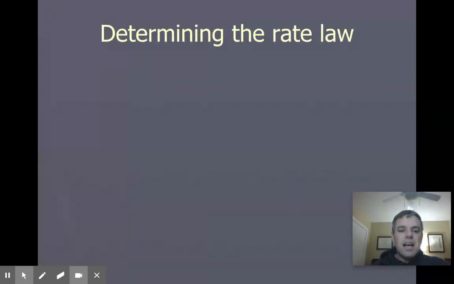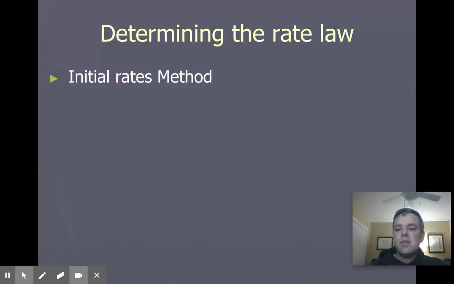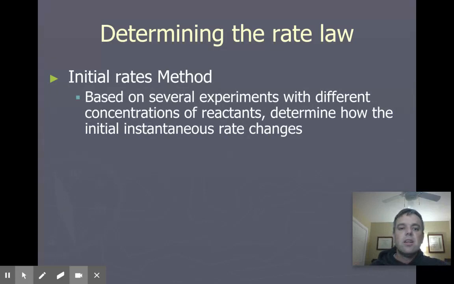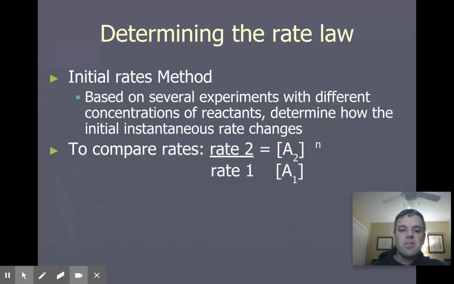So now let's look at how we determine the rate law. And we're going to use the method of initial rates. So based on several experiments where we vary the concentrations of the reactants, we will determine how the initial instantaneous rate changes based on manipulating the concentrations.